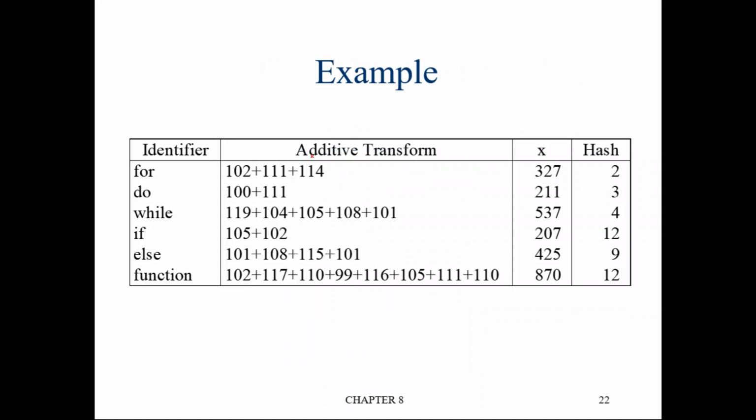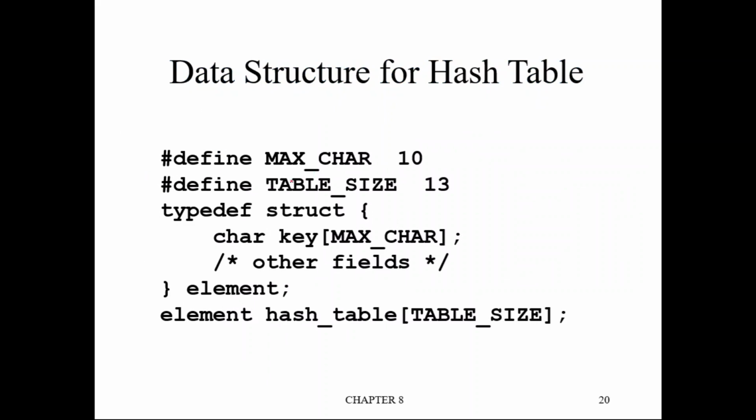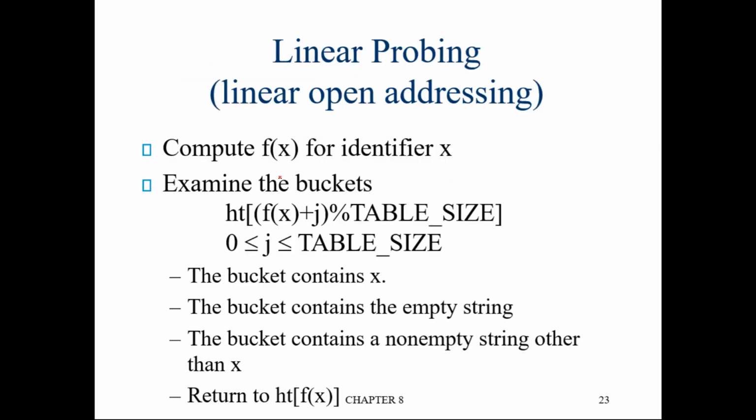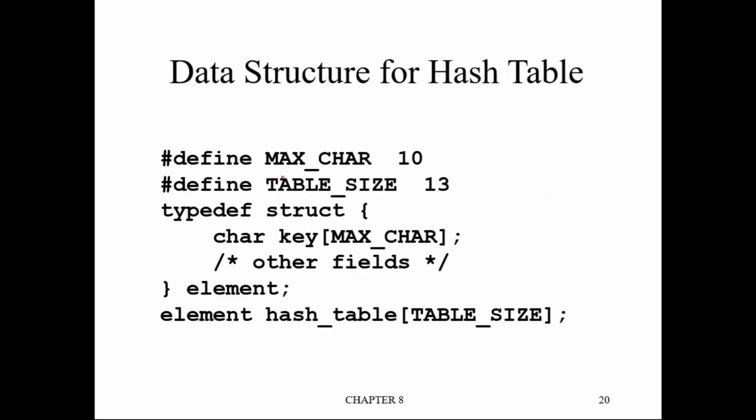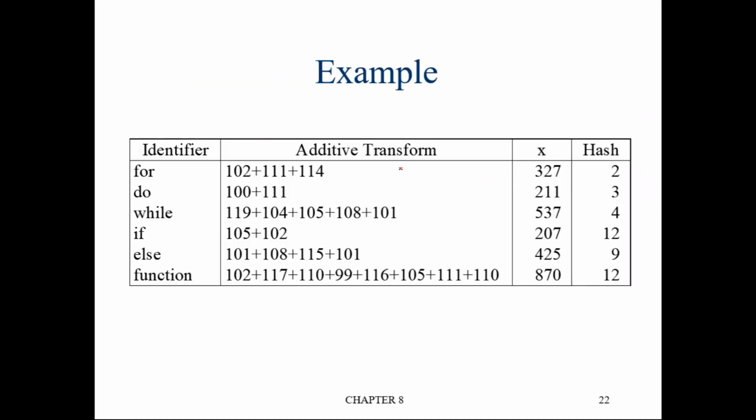Let us say, for example, here we are discussing these identifiers. These are the identifiers which we want to map into a hash table. This program, let us not discuss, but the program's output is explained here. So these are the possible identifiers, and the hash table size is 13. The identifiers are for, do, while, if, else, and function.